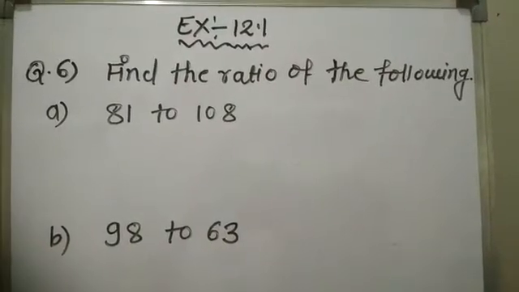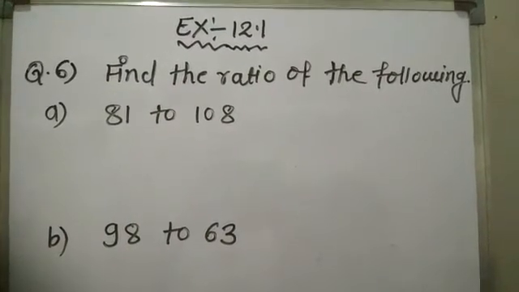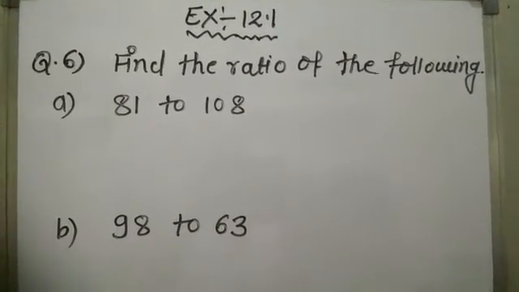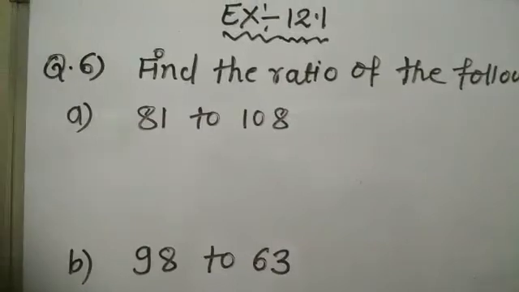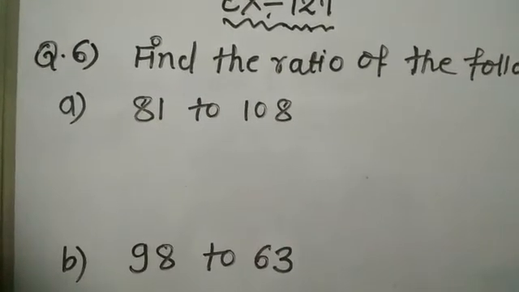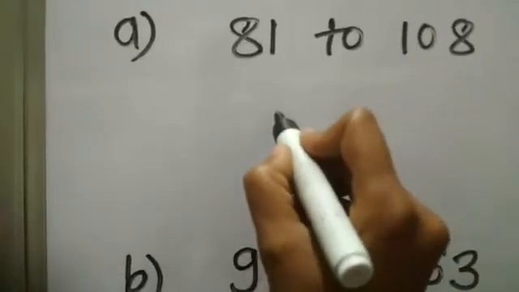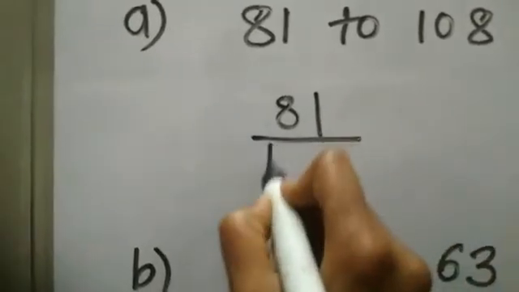Students, now I am going to discuss question number 6 of exercise 12.1. Find the ratio of the following. Now look at the first example. Here we have to find out the ratio of 81 to 108. So first we write 81 upon 108.